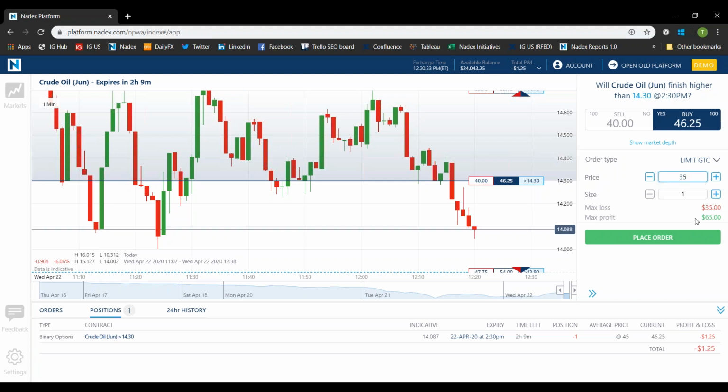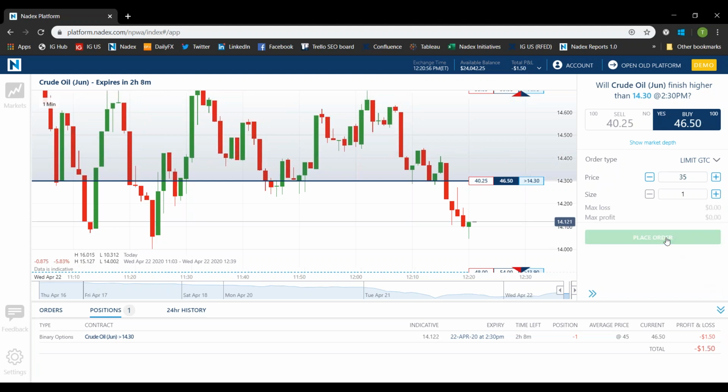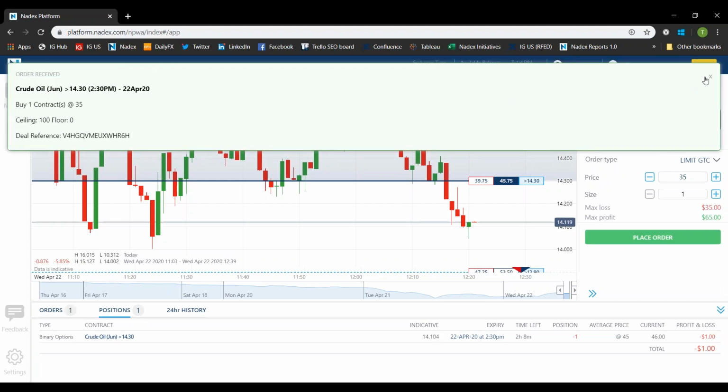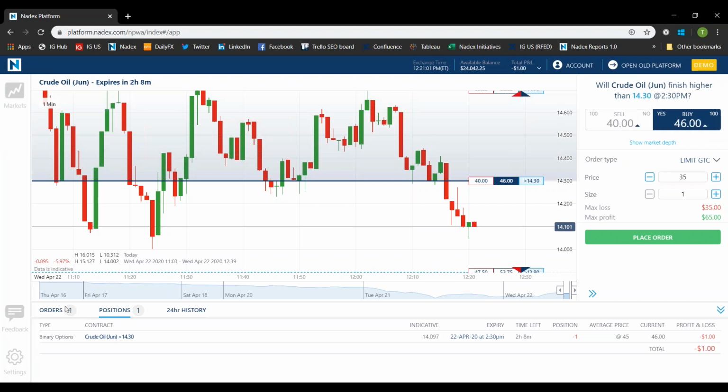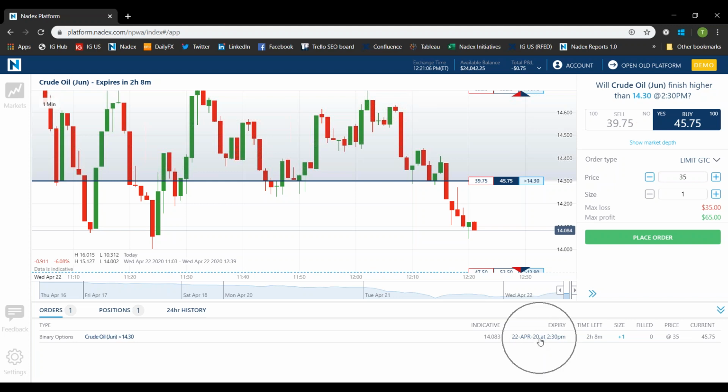Now, it's calculating my maximum profit and maximum loss based on this particular order, but I know that I sold it at 45. If I buy it back at 35, I would make $10 minus my exchange fees. And maybe I think that's a nice quick little trade instead of waiting 2 hours and 10 minutes. Maybe that's just what I want to do. I'm going to go ahead and place that order below the market. And you now see that I'm trying to close my position. I've got a bid below.